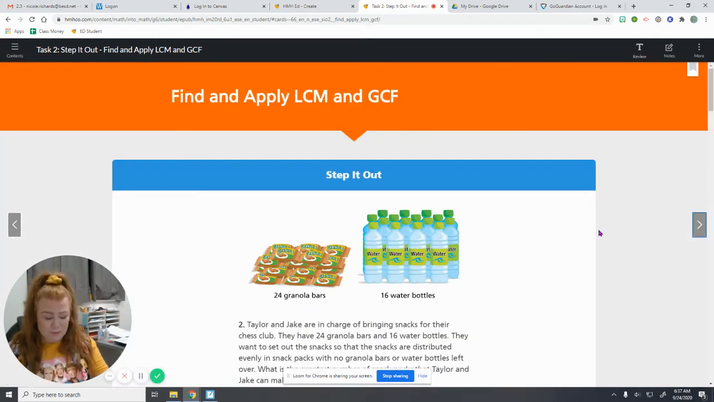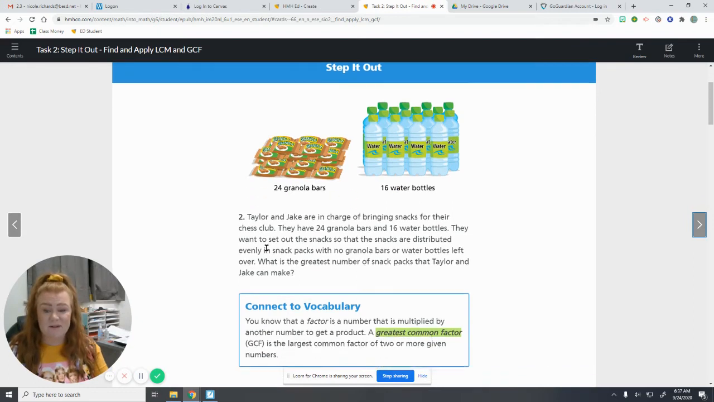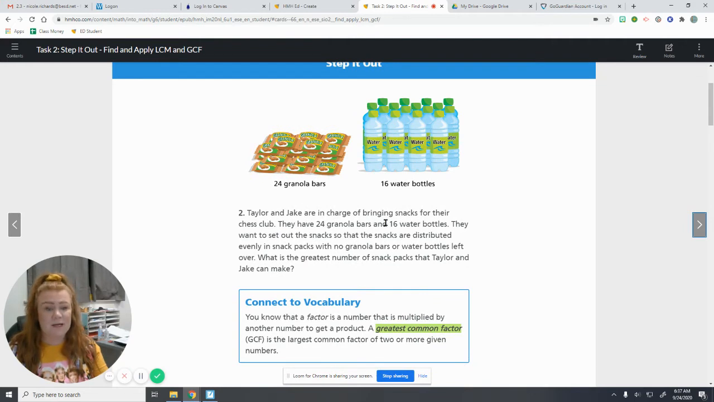Hey, task 2 is talking about some granola bars and some water bottles. Here's 24 granola bars, 16 water bottles. So Taylor and Jake are in charge of bringing snacks for their chess club. They have 24 granola bars and 16 water bottles, and they're going to set out the snacks so that the snacks are distributed evenly into snack packs with no granola bars or water bottles left over. So they're putting the granola bars into groups and the water bottles into groups as well. What is the greatest number of snack packs that Taylor and Jake can make? So this is where we are going to look for our greatest common factor.